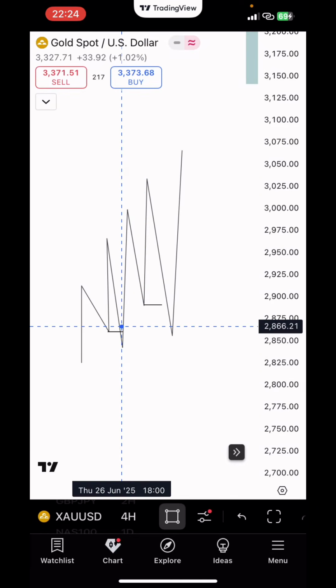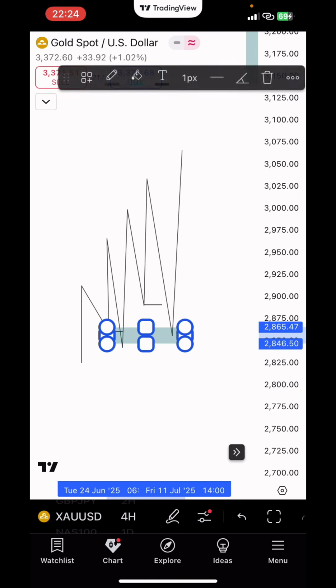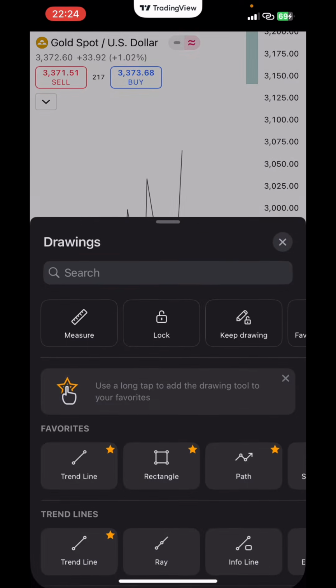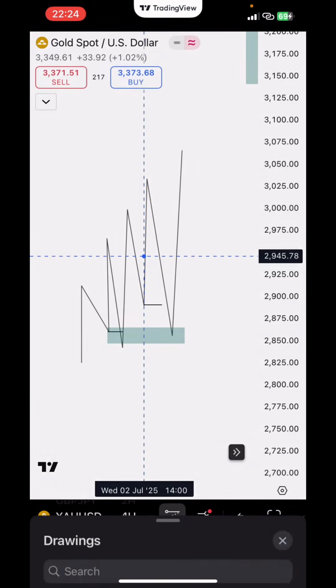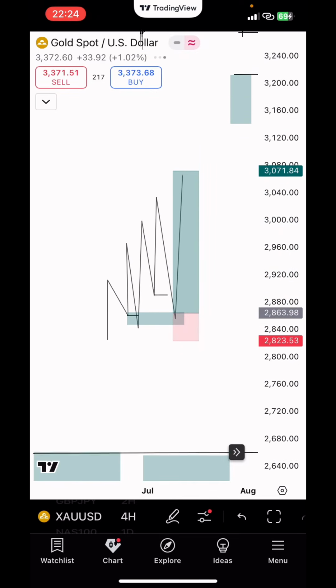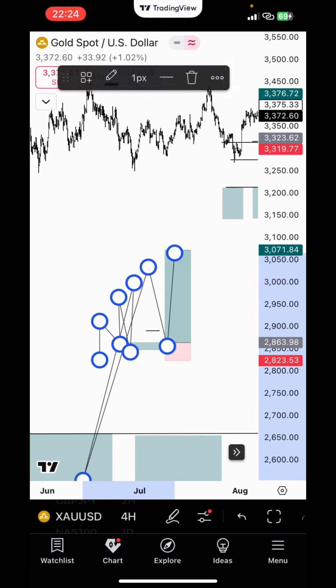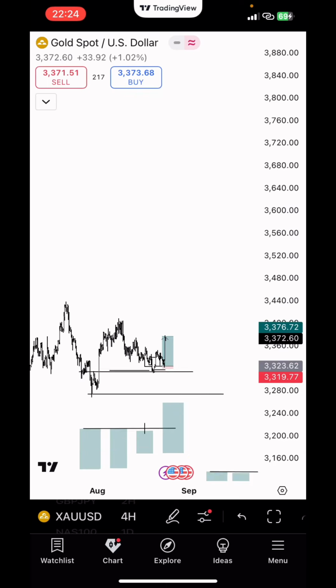Then this is your POI. You can use the order block or QML. Then boom, your long position boss. So same thing for the downtrend, guys. So you can be using this model for your entries. Okay, very, very easy, guys. So that is it.